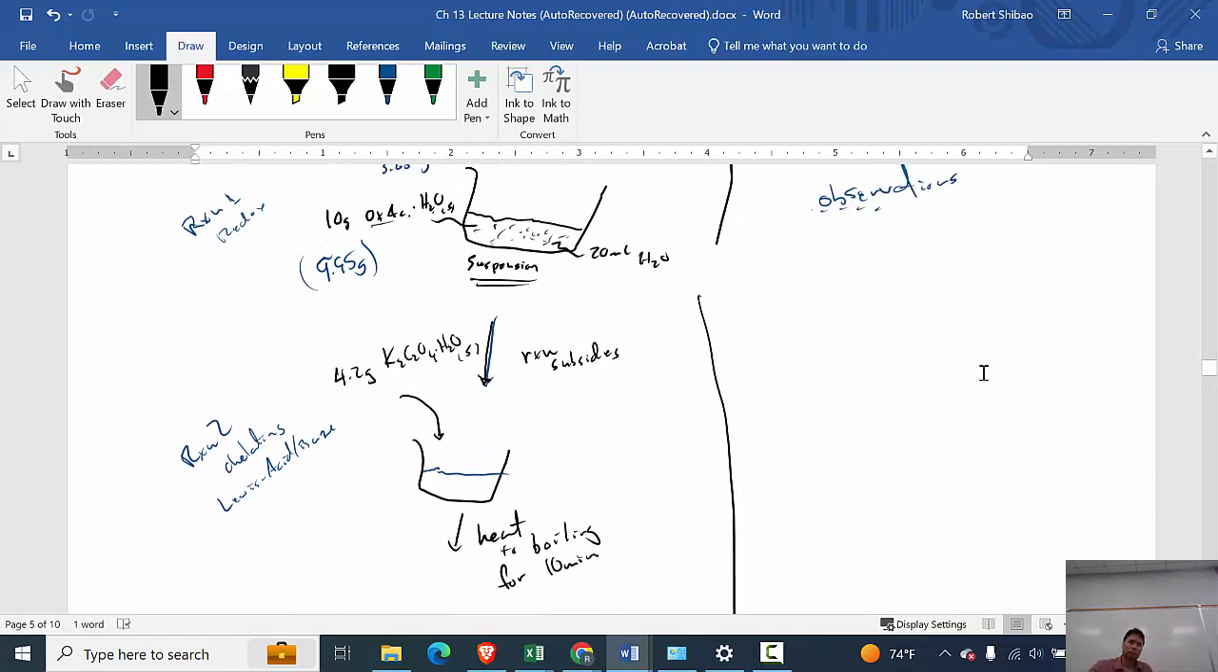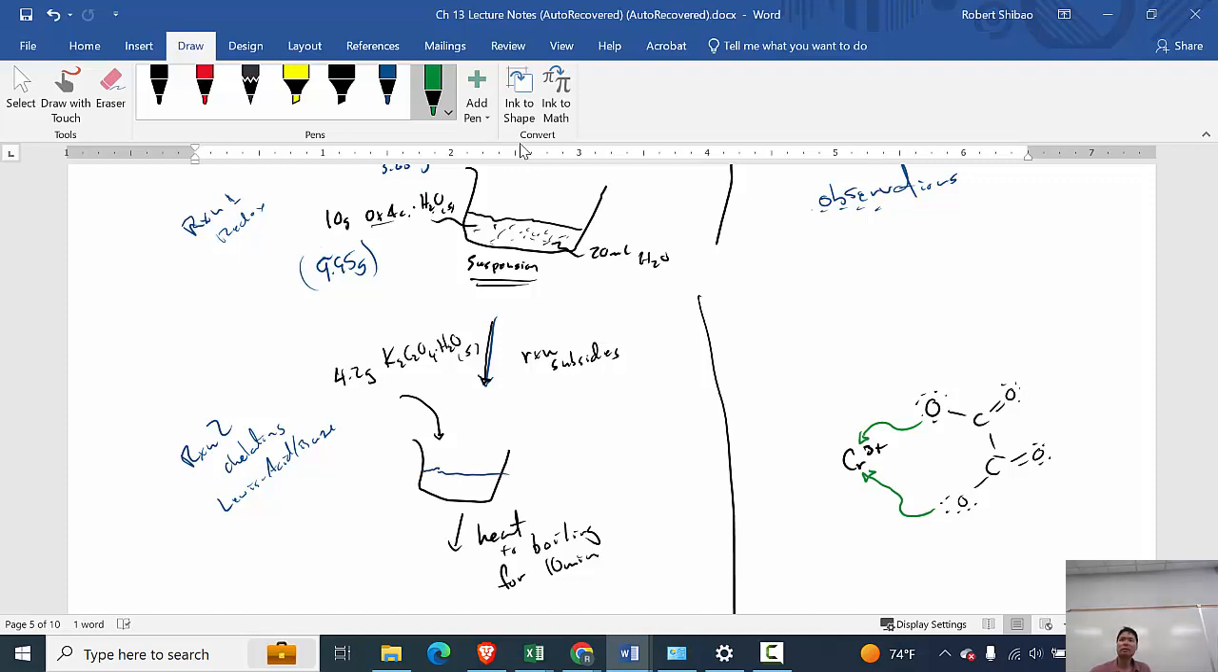Chelating. Basically, we have oxalate ions. We need the oxalate ions to attack the chromium 3. So we have 2 donor atoms here, and that'll be one bidentate ligand.